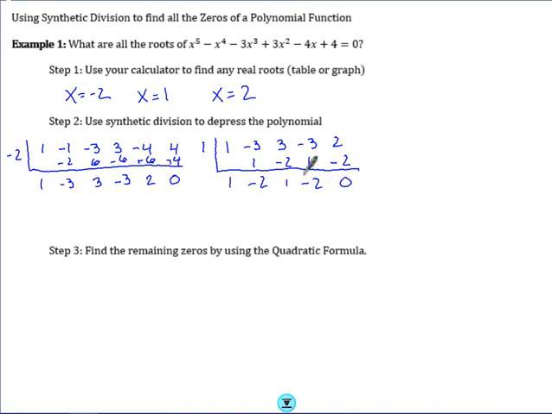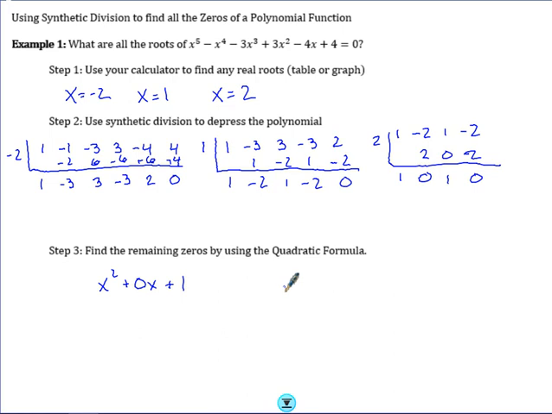Alright, so again, we got rid of one more factor, and now I'm going to take my answer again, and I don't need the 0. And I'm going to factor out this root, so that's a 2. Alright, so bring my 1 down, times 2 is 2. Add those together is 0, times 2 is 0. Add those together is 1, times 2 is 2. Add those together is 0. So what that means is I have x squared plus 0x plus 1. If I factored these three roots out, that's my remaining polynomial.